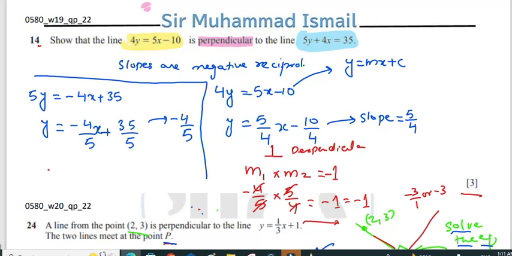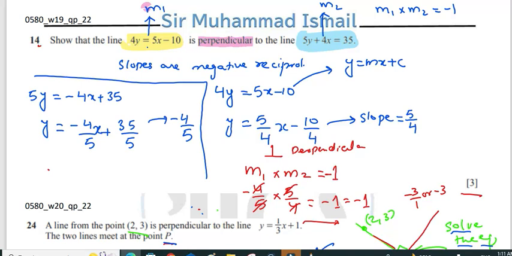What do you mean by perpendicular? It means that the slope of the first line, that is m1, and the slope of the second line, that is m2, these two slopes, when multiplied together, must give me minus 1. This is the condition for two perpendicular lines, right? This should be my answer.